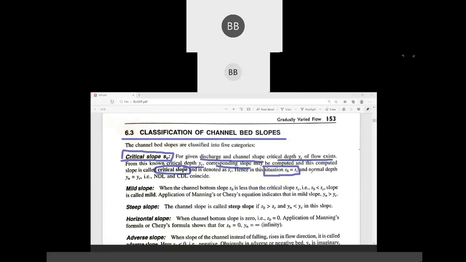And your normal depth is equal to yc, that is, your normal depth is equal to critical depth. So the depth of flow is critical at this time, and if you find out the slope, that is called your critical slope.